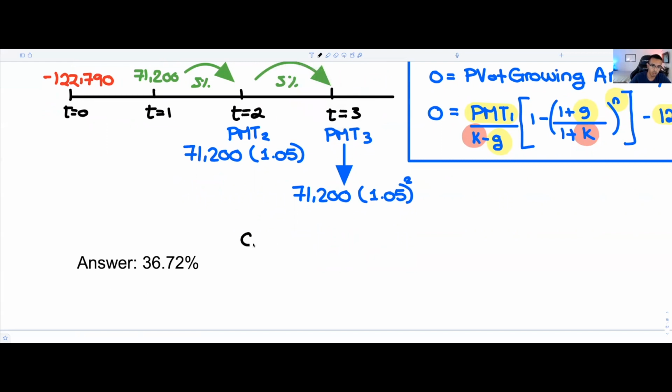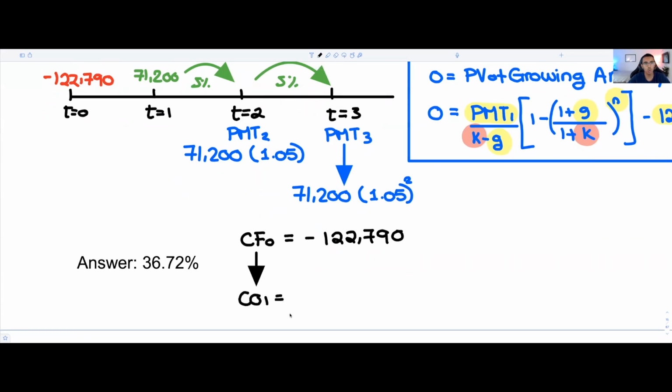And you would go for CF0. And what you're going to plug in is 122,790. But make sure that this is a negative. Okay, and you're going to press enter. All right, then you're going to go arrow down all the way to CO1.